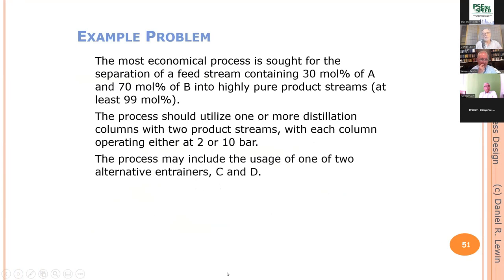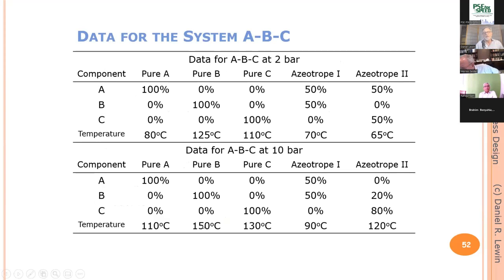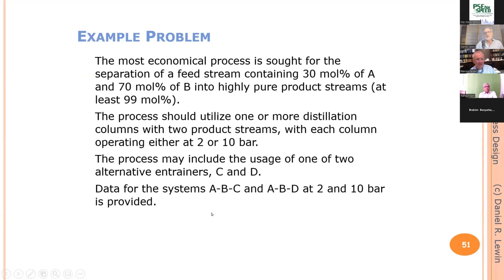We are given a system involving two imaginary components, A and B, 30% A, 70% B. We're asked to produce product streams of pure A and pure B. We are allowed to use 2 different operating pressures for our distillation columns, and all the columns only have 2 product streams. We are allowed to use 2 mass separating agents, C and D. And here are data for the system ABC and for ABD.